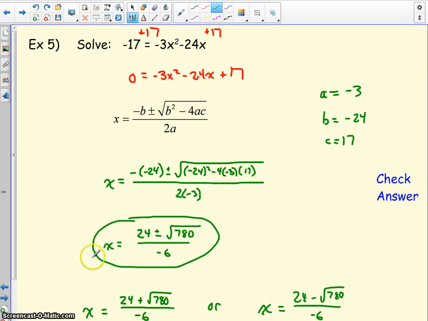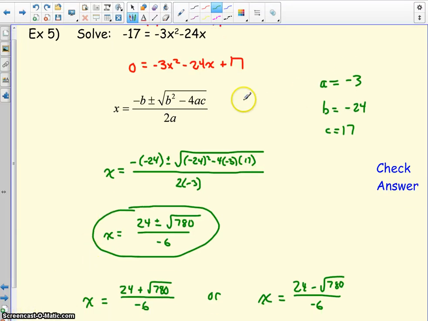Okay, welcome back. Let's just check our answers here. So I threw everything I had for A, B, and C into the equation. Wound up simplifying at 24 plus or minus root 780 over negative 6. And then, again, I'm happy if you leave your answer like that, because that's your two possible values for x.